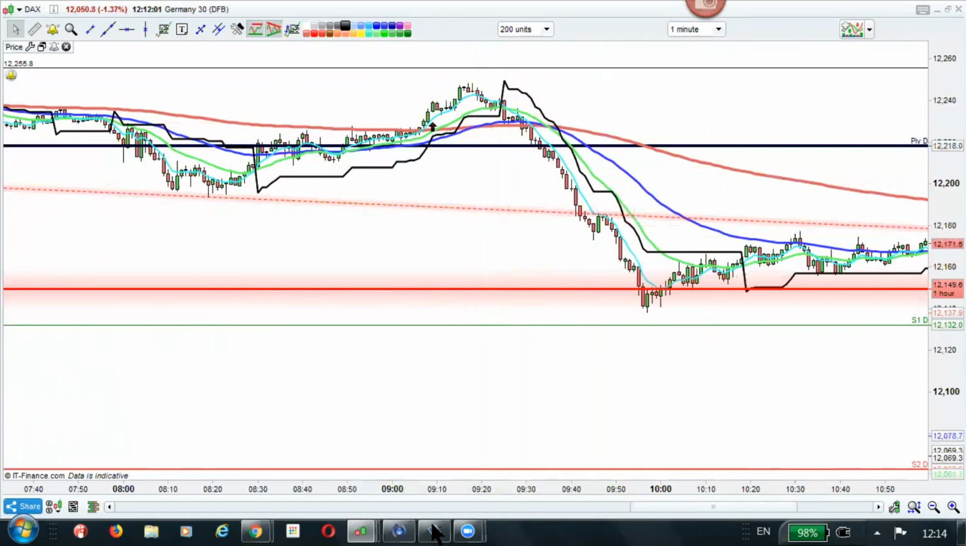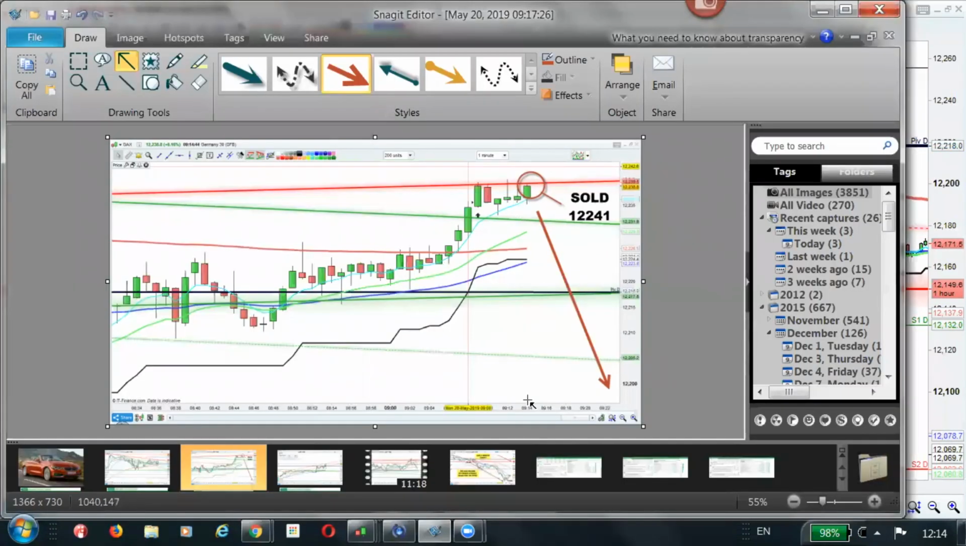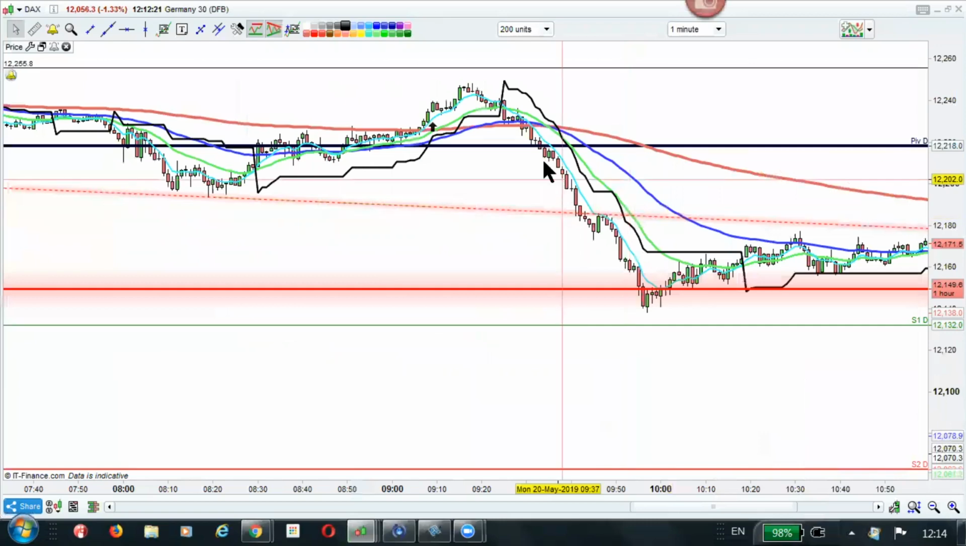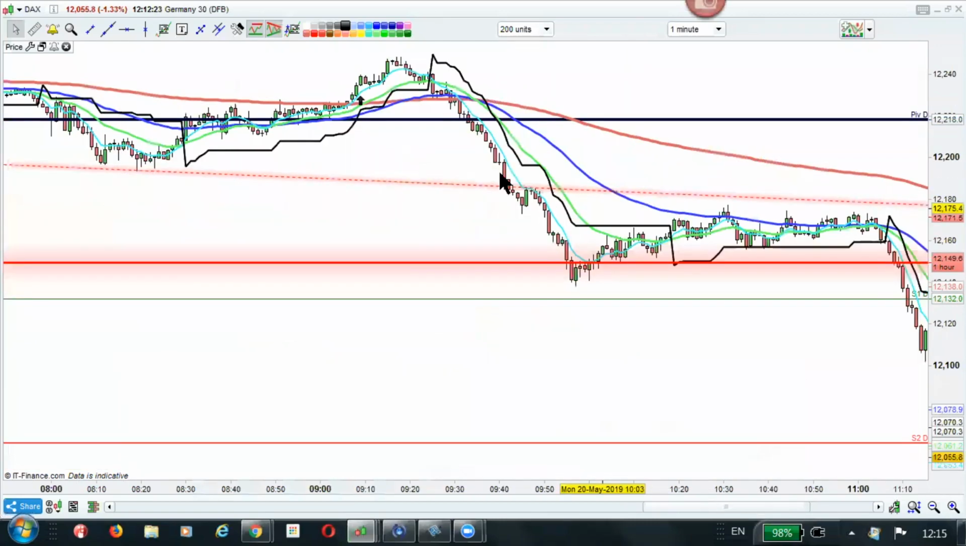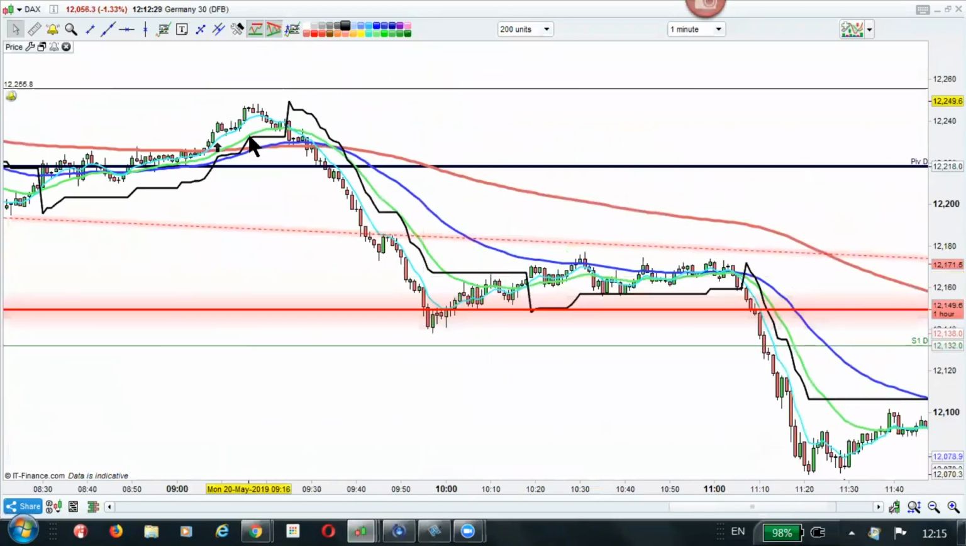If we go back and have a look, this is what it looked like then. You can see it was 9:18, and that's where I was looking to sell. The price hadn't gone through this level at all at that point, but I was looking to sell from there. Go back to the chart again. Of course, a bit further on, by selling here, let's see where the DAX has gone to. So that was my risk.